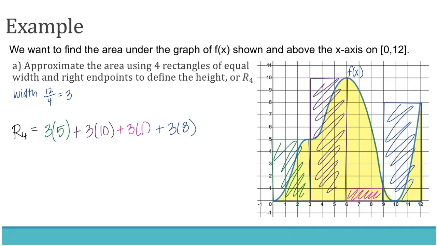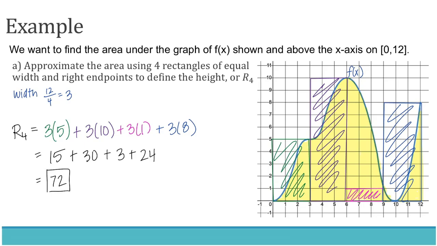So now R4 is simply adding up all of these values. So I can now go ahead and say 3 times 5 is 15, 3 times 10 is 30, 3 times 1 is 3, 3 times 8 is 24. So I have 45, 48, and 24 is 72. So an approximation for the area under the curve and above the x-axis on 0 to 12 using right endpoints and 4 rectangles is 72.